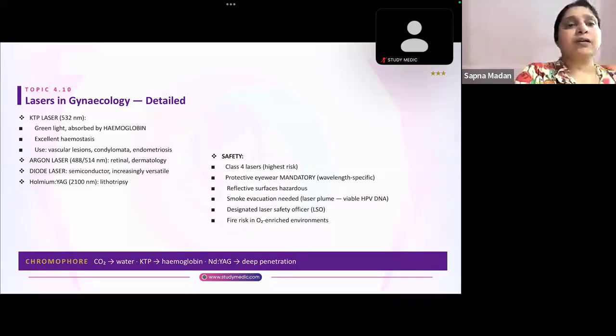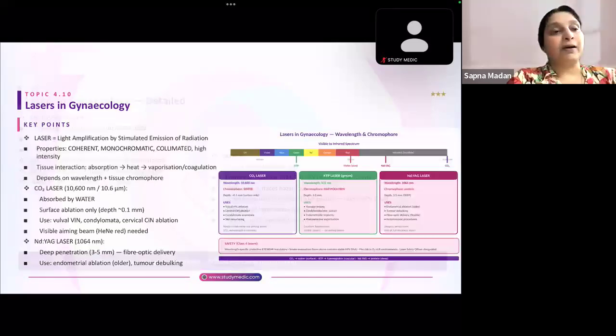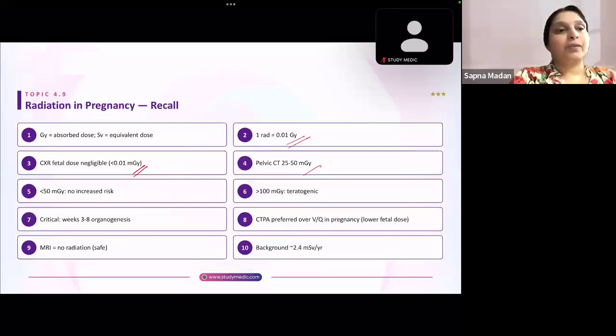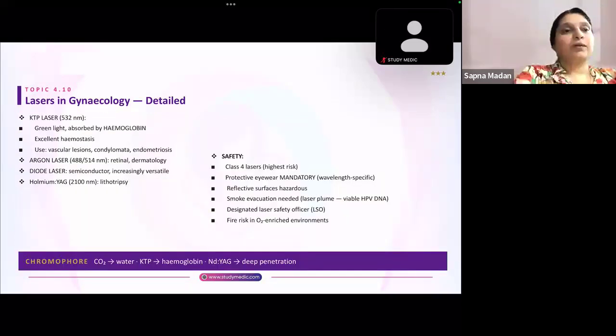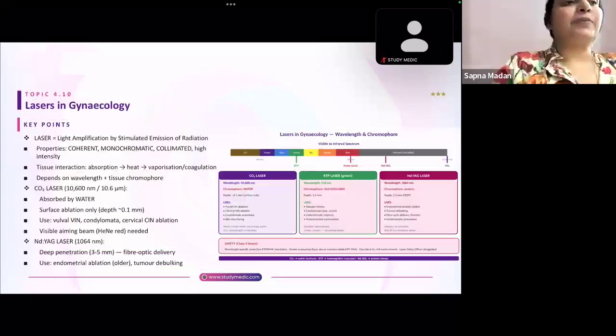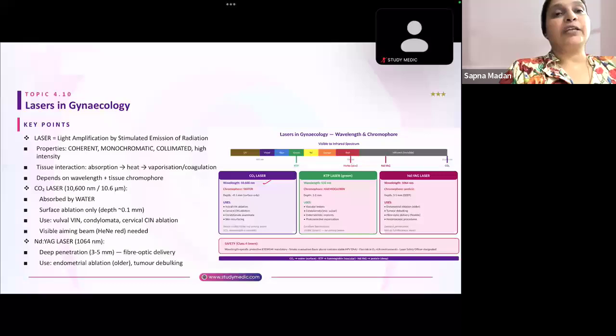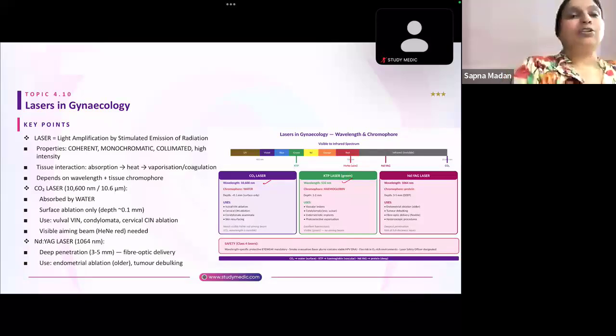So the chromophore for CO2 is water. For KTP lasers it is hemoglobin, and the ND-YAG laser has deeper penetration, okay? So the wavelength we have discussed is 10,600 nanometers for CO2. For KTP, it is 532 nanometers, and the ND-YAG laser is 1,064 nanometers. The chromophore for CO2 is water.